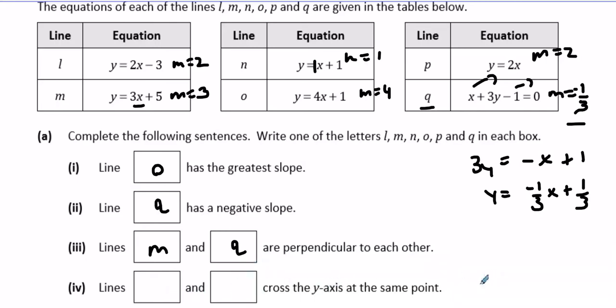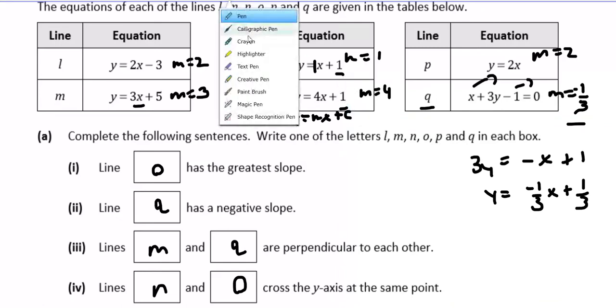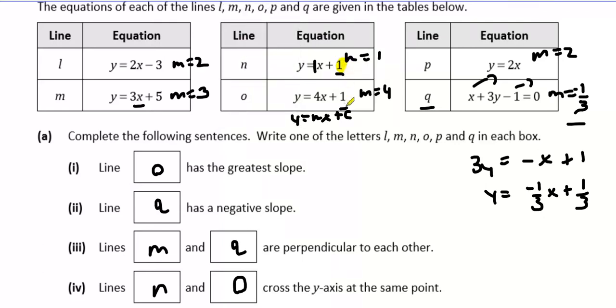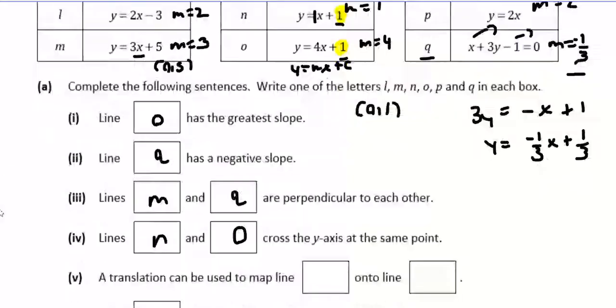Which lines cross at the same point? Well, we're looking for the C values to be the same. So N and O have the same C value. So I'd say N and O. Because remember, y equals mx plus c, and the value at the end tells you where it crosses the y-axis. So these two here, because they have a 1 at the end, and it's y on its own on the other side, they both cross at 0, 1. This one here would cross at 0, 5. So you can see most of them are different, bar N and O.